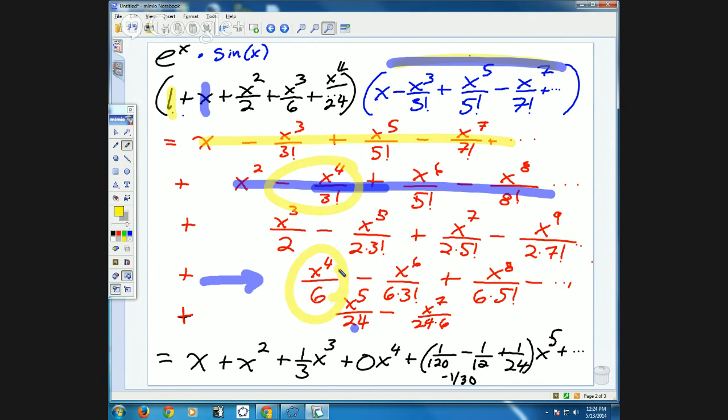So I come down to add. Here I have 1 over 5 factorial, which is written here, 2 times 3 factorial, which is written here, and 24 is the denominator written there. So the coefficient of x to the 5th is going to be 1/20th minus 1/12th plus 1/24th, and my arithmetic tells me that's negative 1/30th.